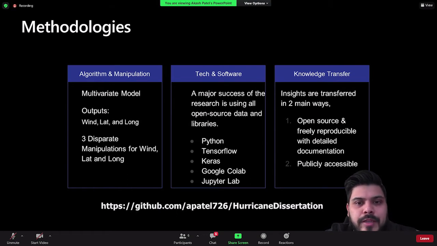We've created a lot of open source work and knowledge transfer, at Microsoft and through my PhD. You can see the tech and software we've used, and there's a link if anyone wants to download any of the research.